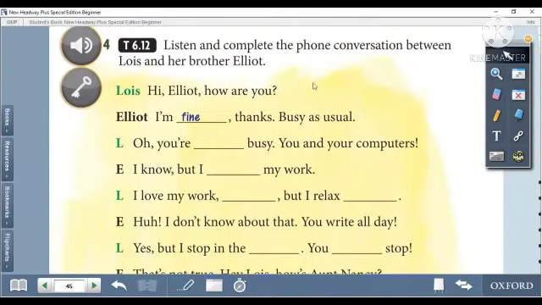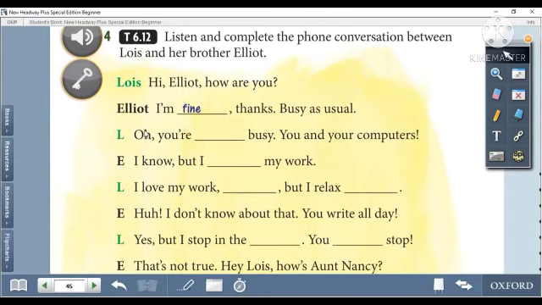We have here a phone conversation between Lois and her brother Elliot. Listen please to the phone call.